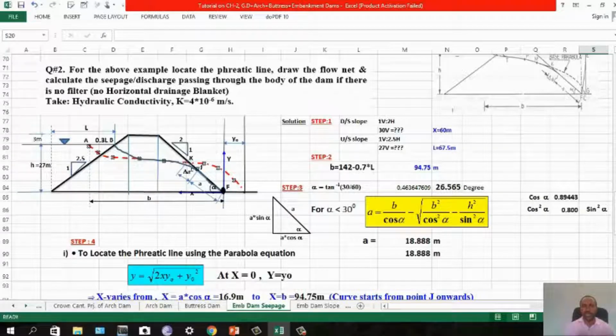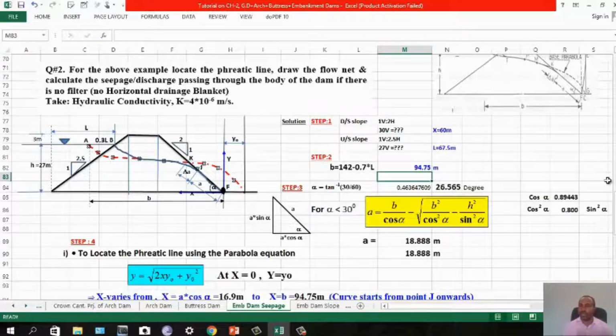Then it will touch the dam at that point, at J point. Then it will go tangentially up to the top of the dam. This is step one. You can calculate now the downstream slope, 1 vertical to horizontal. If we go 30 vertical, what will be horizontal? 60 meter. Then step 2, you go to the B dimension. The principal focus will be at the top of the dam if there is no drainage blanket on the downstream side of the embankment. So B can be calculated as 94, but in the previous one, 67.75. This is just to show you a sample.